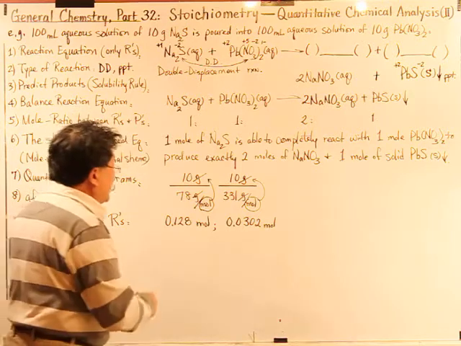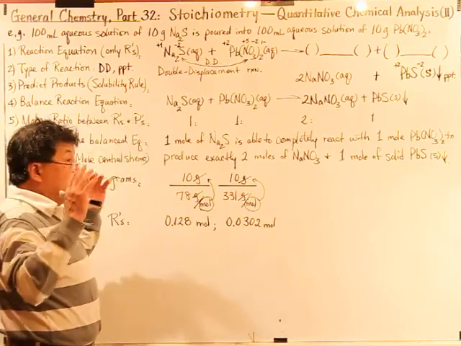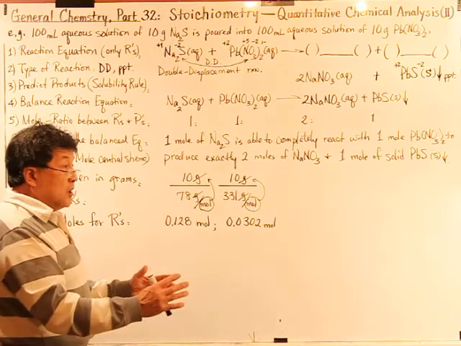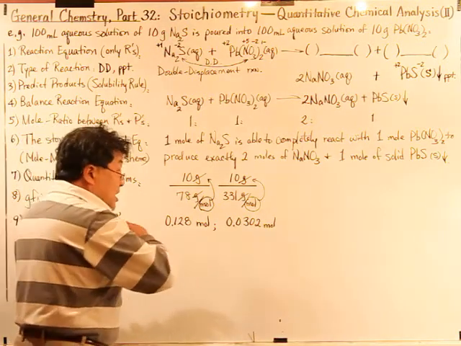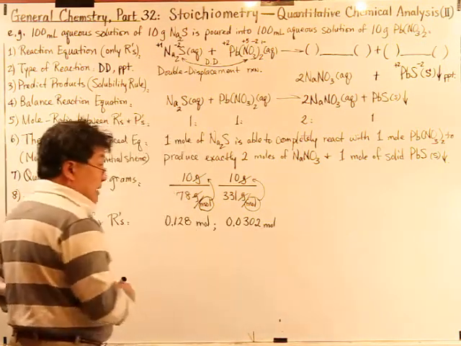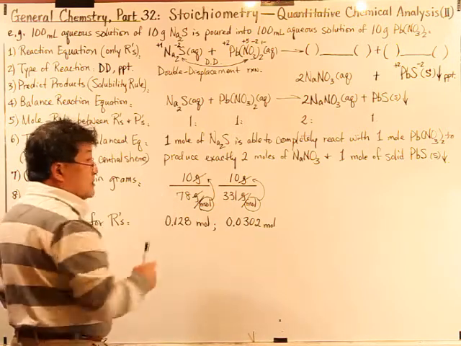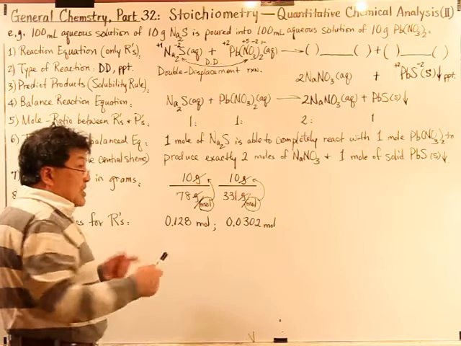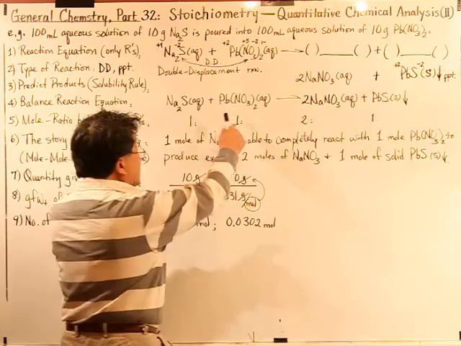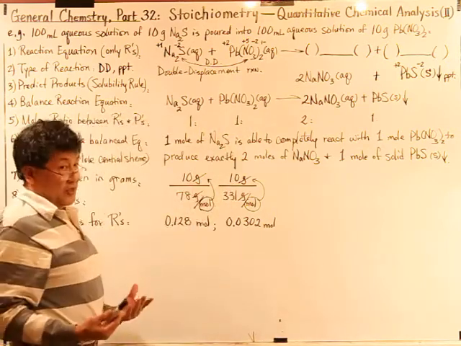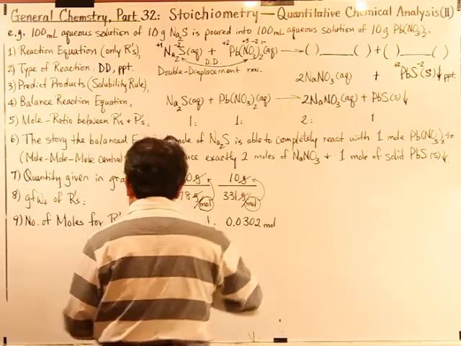In the same way, here the limiting reagent is completely consumed, which means it's gone. No more reaction can go further beyond that point, because it doesn't matter how much sodium sulfide is still left in the solution. There's no more lead nitrate to react with. Is that clear? So we understand that.